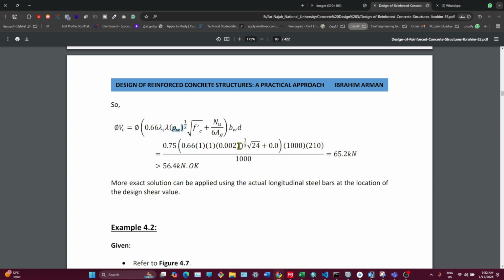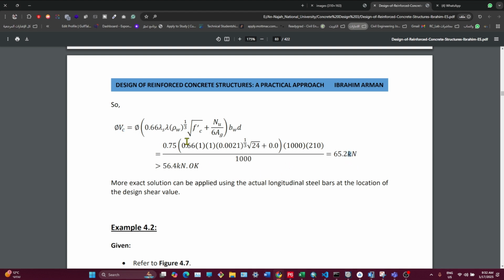Rho W computed that, okay, if prime C is given, and we substitute Nu over 6 Ag, assuming we don't have tension, we have tension from the moment, but I mean we don't have axial tension forces. Is that clear? Yes. Okay, B web is already given by the equation or by the example. D is already given, and once we did that, we need just the 1000 for the modification of the units, because here we have megapascal, Newton per millimeter square, so we need to make it kilonewton. And since shear is just like any force, it's kilonewton.